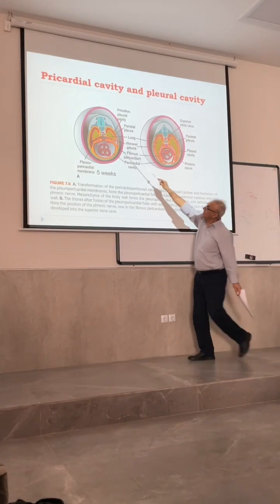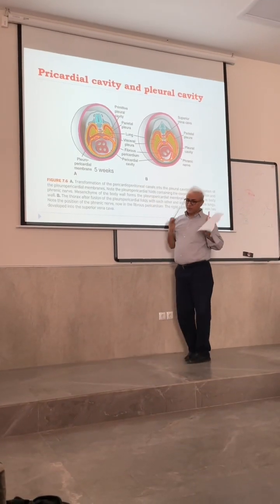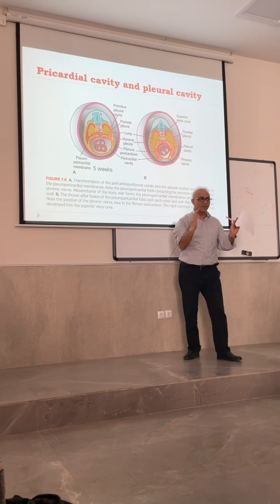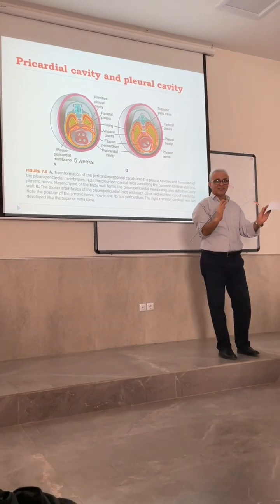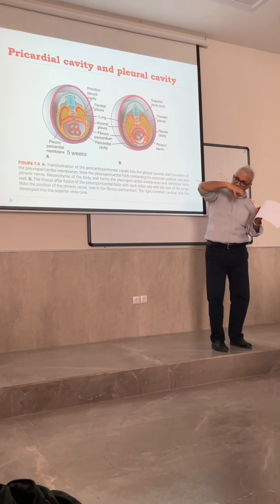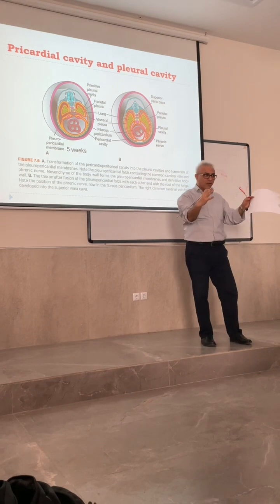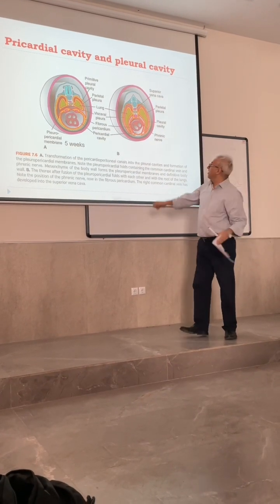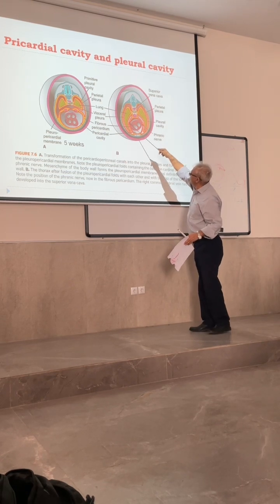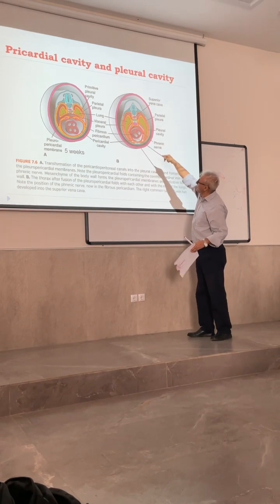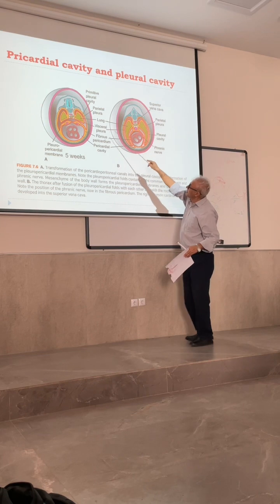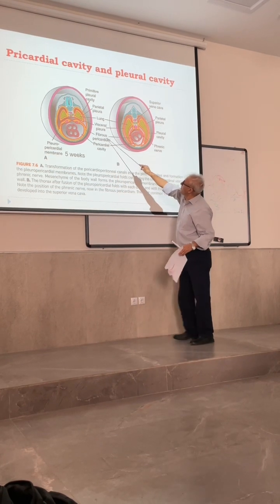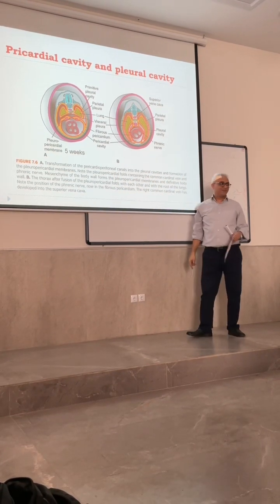It means that the lungs come to the lateral side of the pericardium. Okay? The heart is in the middle and the two lung buds are on the lateral sides. We have a pericardium, this fold, okay? This fold converts to the fibrous pericardium.